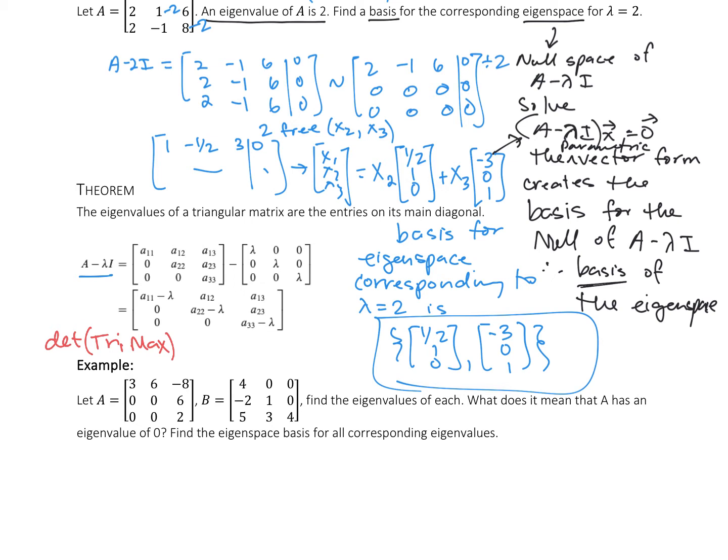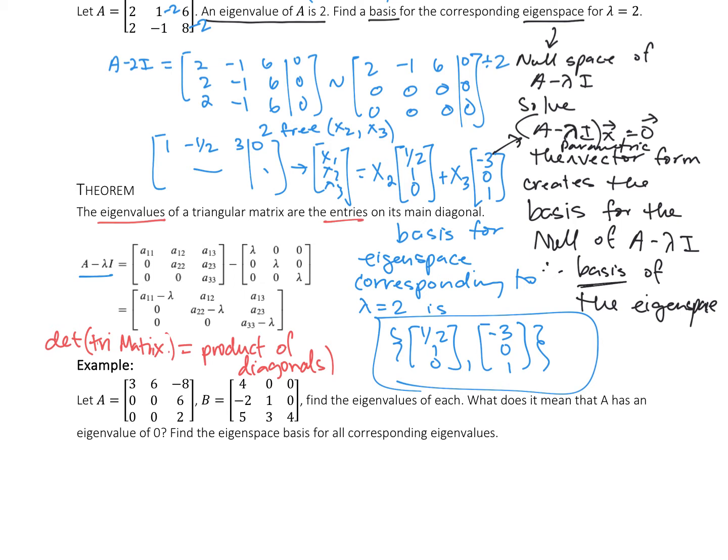of a triangular matrix is equal to the product of the diagonals. Now, if I have a triangular matrix, then the eigenvalues are just the numbers on its main diagonal.